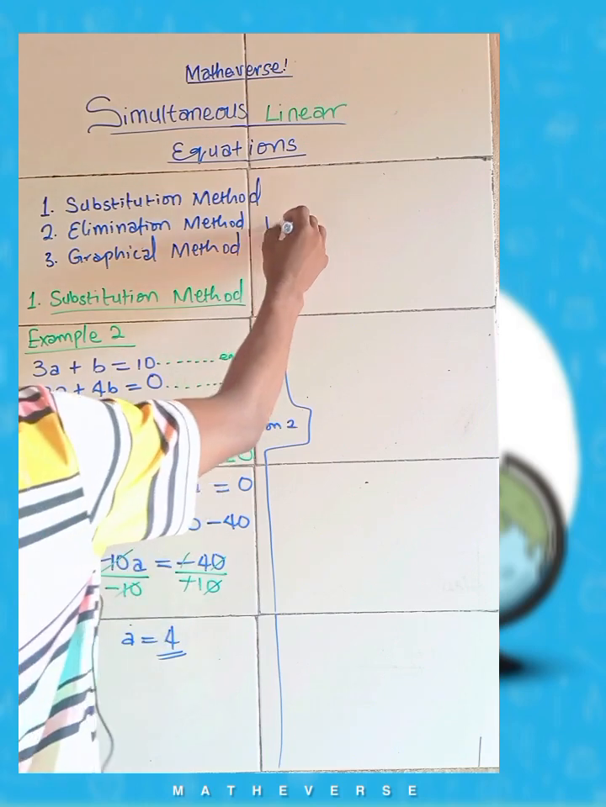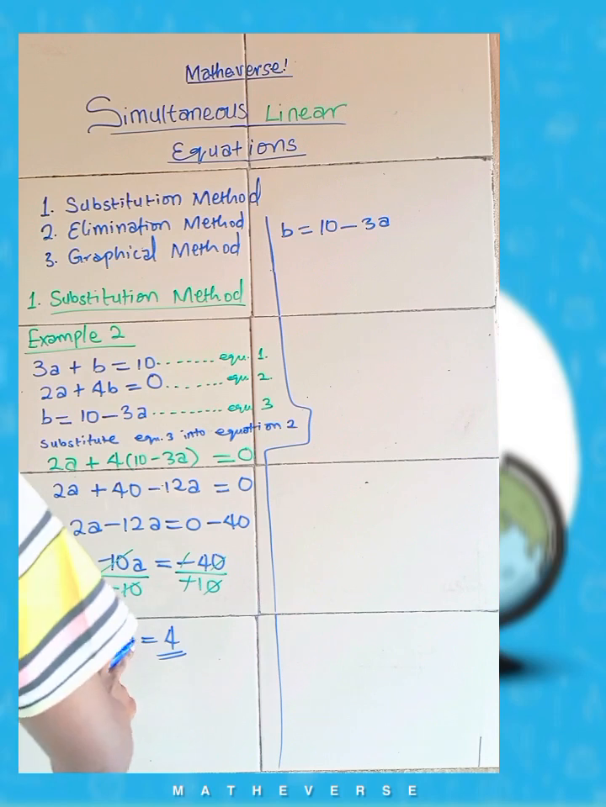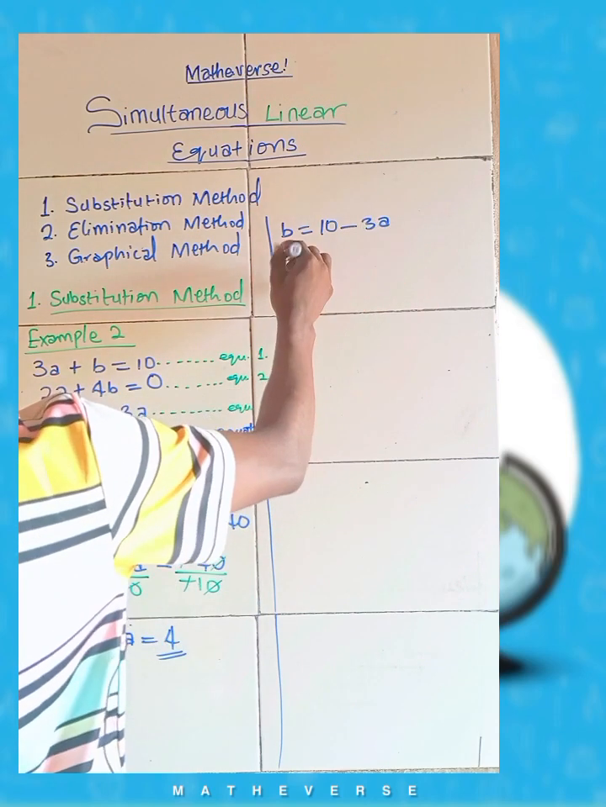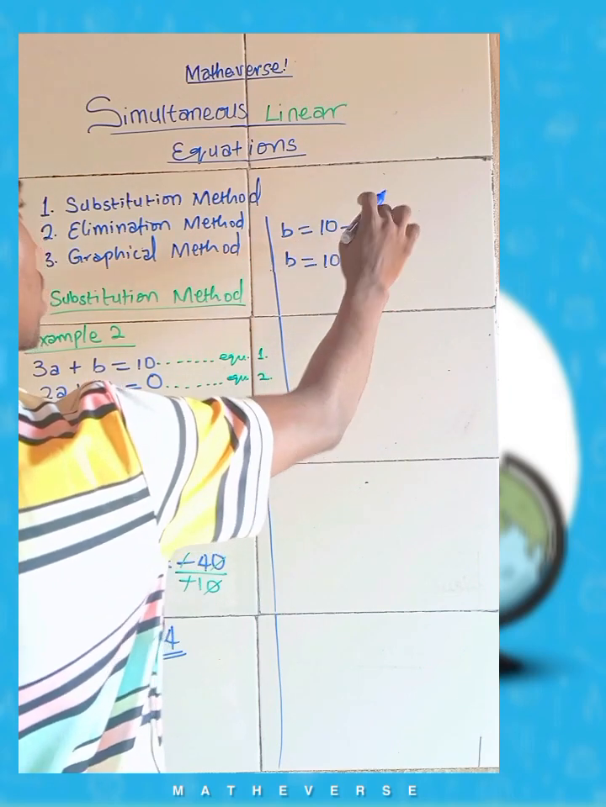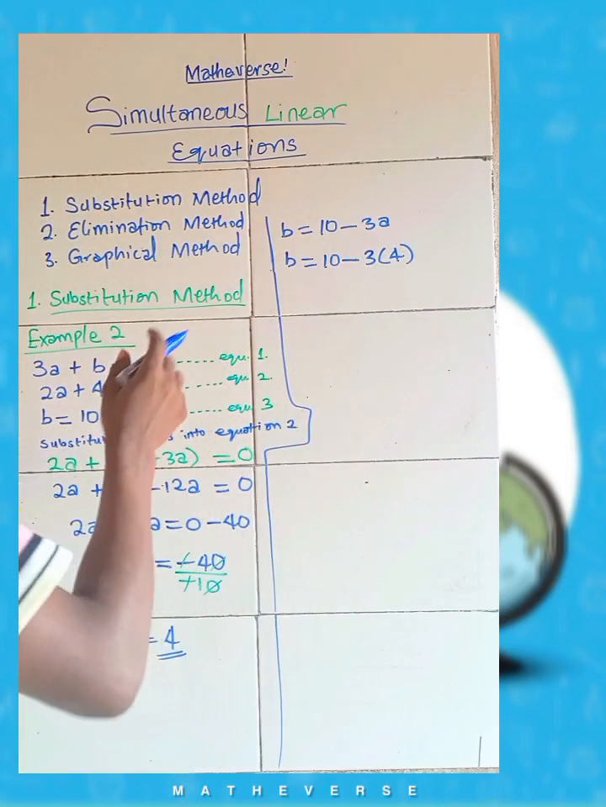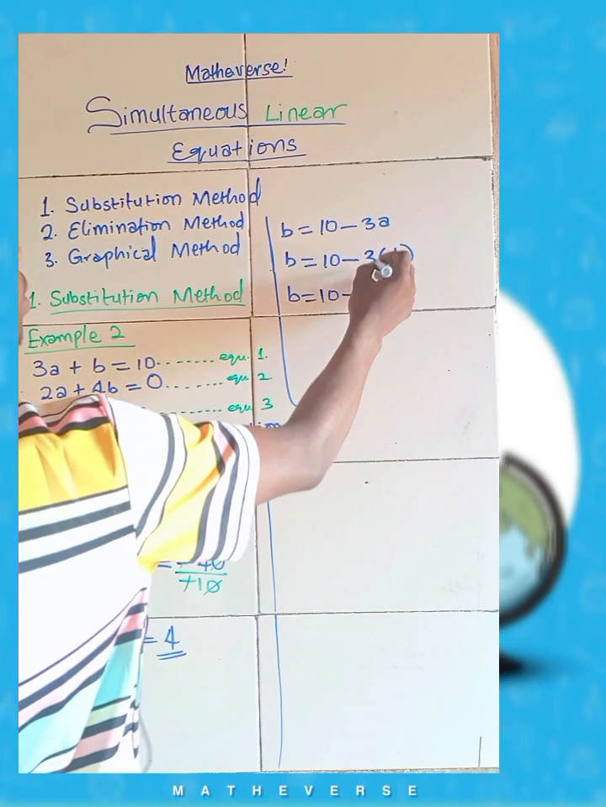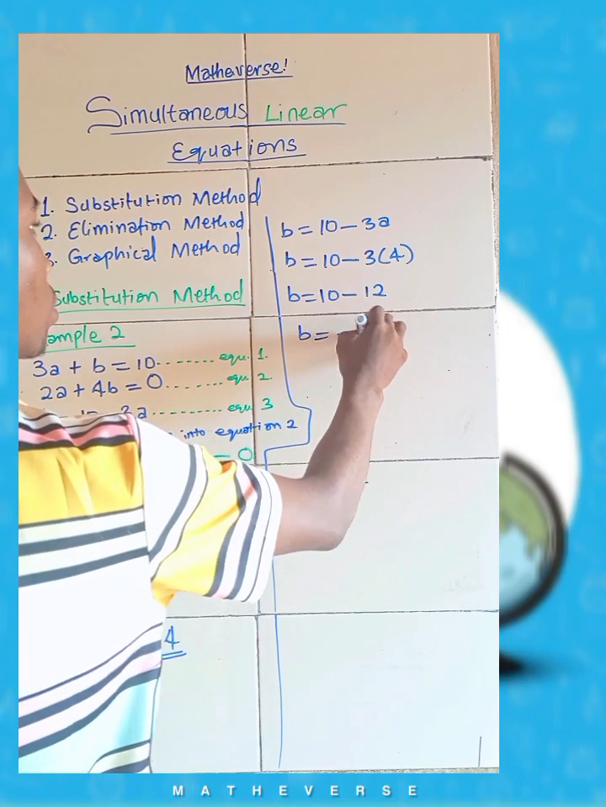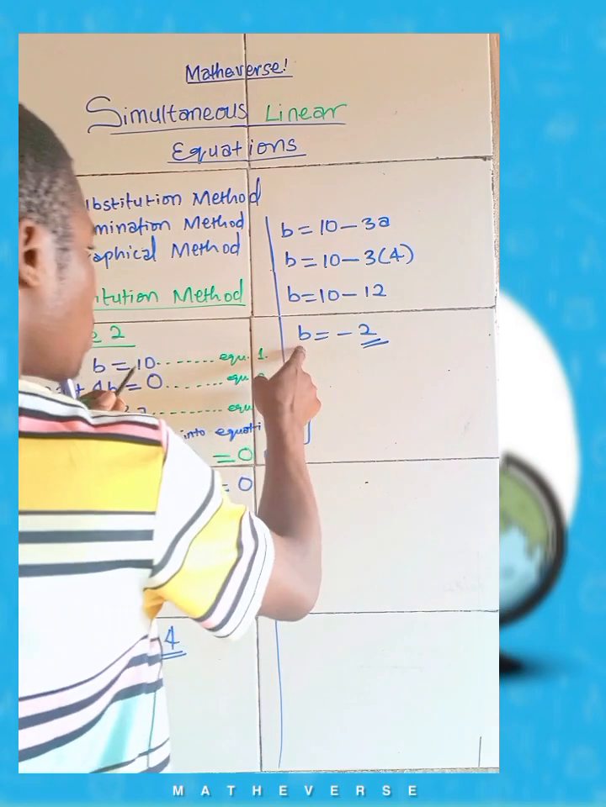Okay, equation 3 is b equals 10 minus 3a. You see that? So now a equals 4. You understand? So we have to replace a here with 4. So we have b equals 10 minus 3 bracket 4, because it's multiplication. So b is equal to 10 minus 3 times 4, which is 12. So b will be equal to minus what? 2. Did you see it now? So it's very clear. So we have gotten what b is.